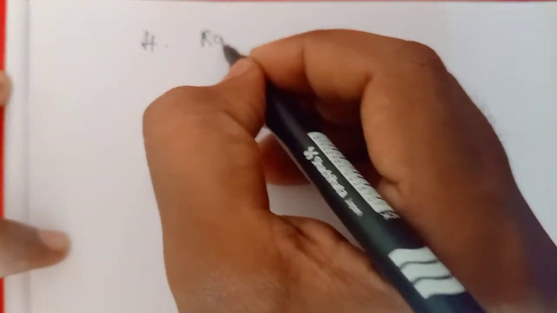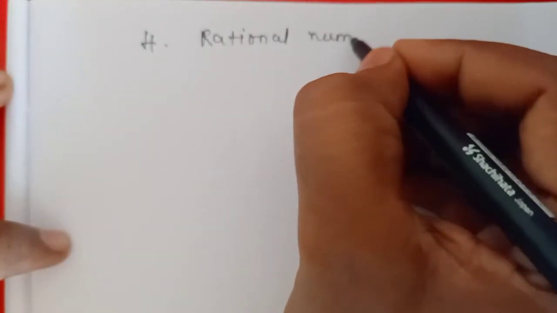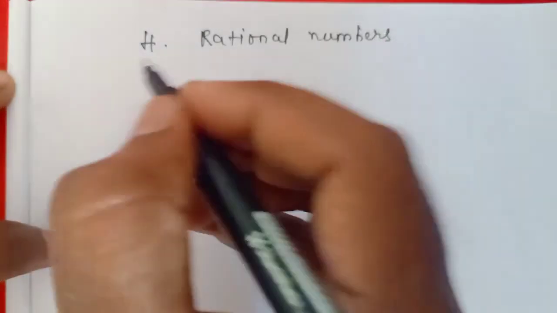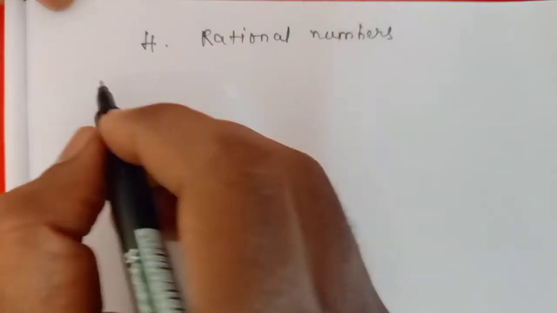Hello students, we are going to learn chapter 4, rational numbers. First we are going to learn about some basic definitions.